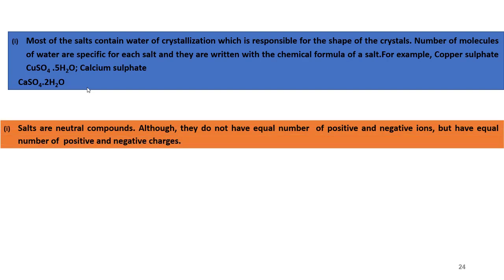Next, you learn another property of salt, that salts are neutral compounds although they do not have equal number of positive and negative ions. Salts के अंदर जो positive और negative ion बेशक वो equal नहीं होते हैं लेकिन उनके अंदर positive और negative charges हमेशा equal होती हैं. That is why salts are neutral compounds. Then you learn some general methods for the preparation of salts, that how can you prepare soluble and insoluble salts.